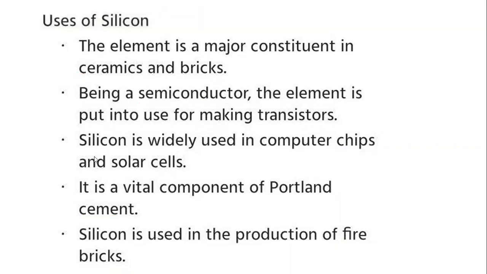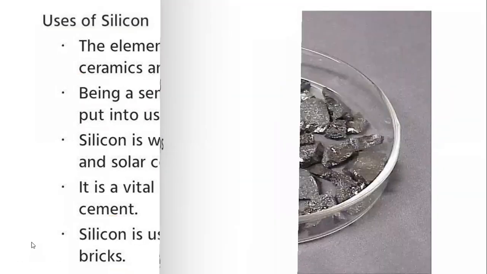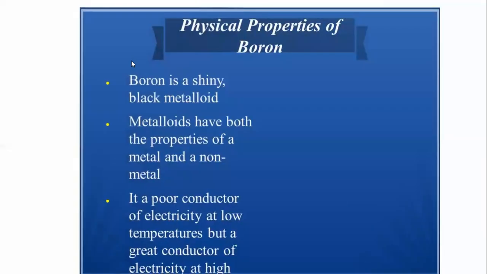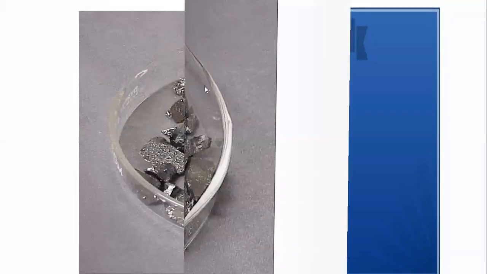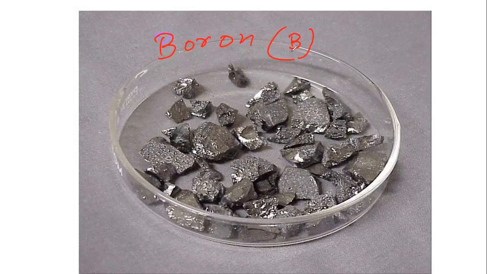The next one is the appearance of boron, I think. So this is how boron looks. Boron, capital B. Boron is also not a metal or non-metal. It's a metalloid. It shows both metallic and non-metallic properties.